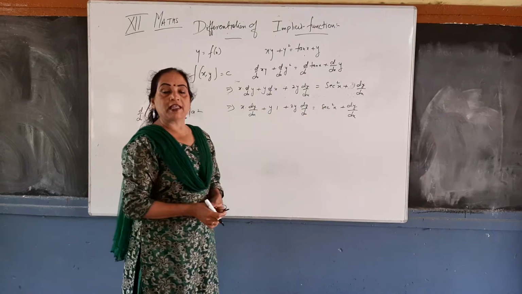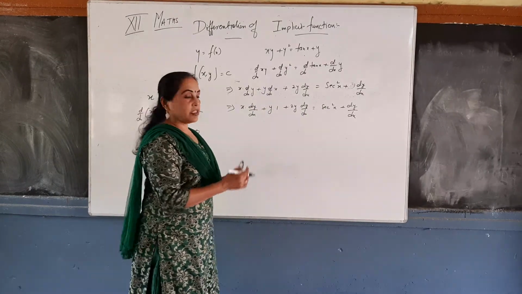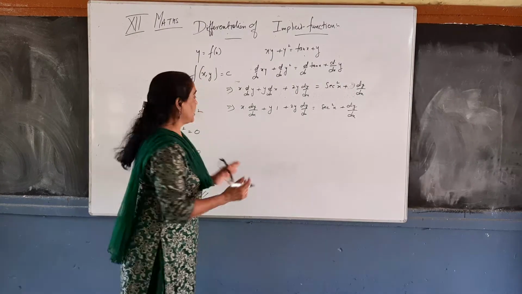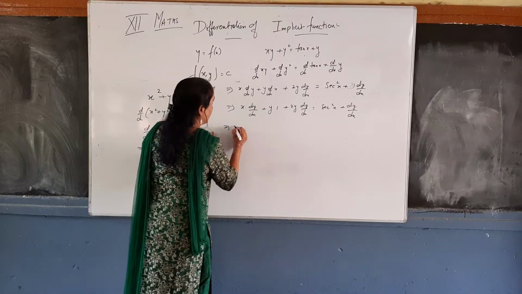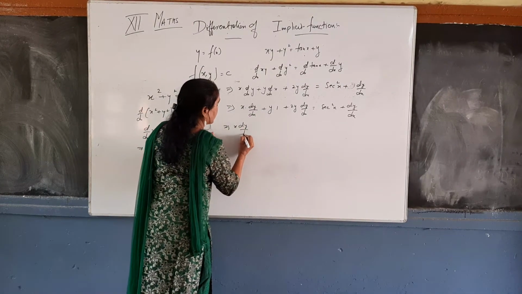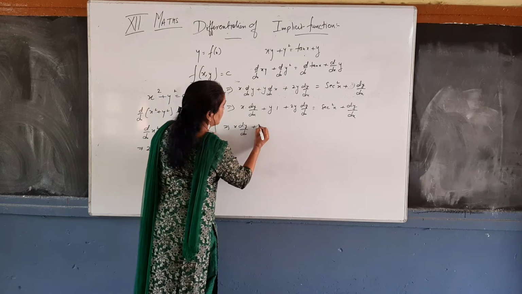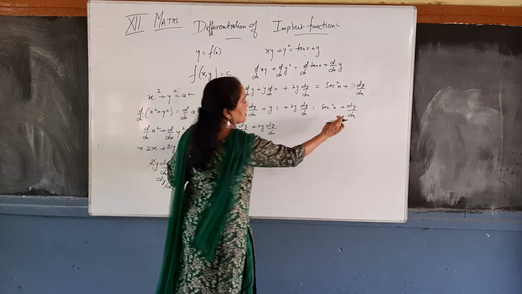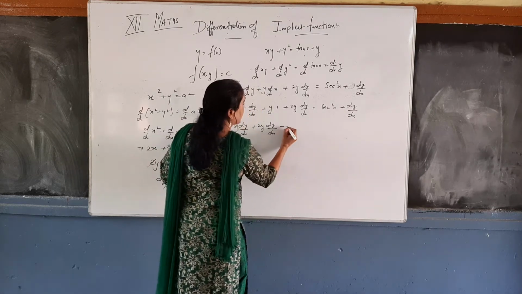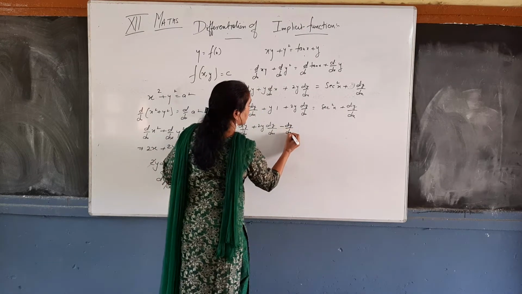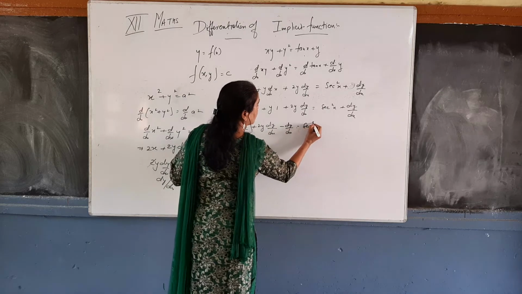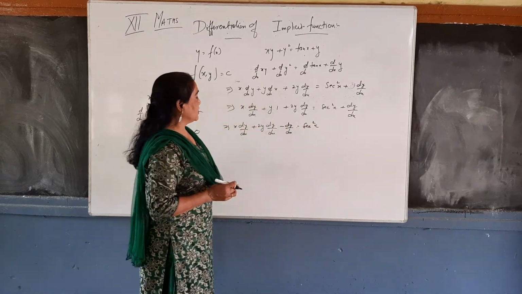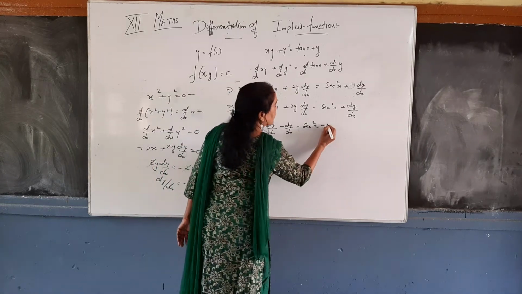Now we have to collect dy by dx. So bring all the terms of dy by dx on one side and take the other terms on the other side. So we will get x dy by dx plus 2y dy by dx. Now bring this dy by dx to this side, so it will be minus dy by dx, equal to sec square x, and take this y on the other side, so it will be minus y.